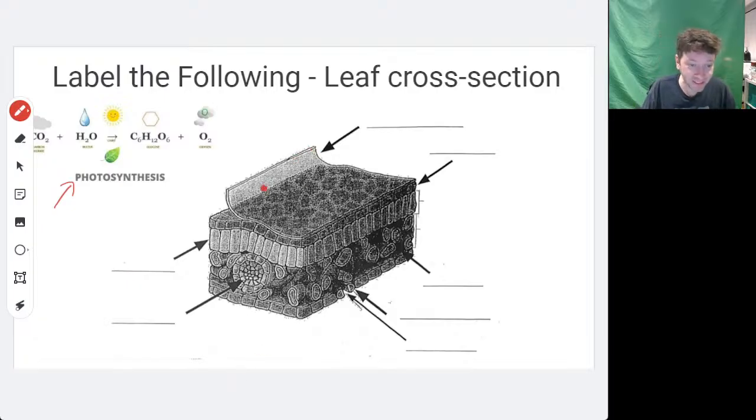So first we have this little waxy layer on top called the cuticle. So how does that help with photosynthesis? Well, it prevents water from evaporating from the leaf. And the leaf is where photosynthesis occurs, and photosynthesis needs water. And if it just all got evaporated, that would not be very good. So our waxy layer helps with that. Okay, right here, all of these is called the palisade layer.